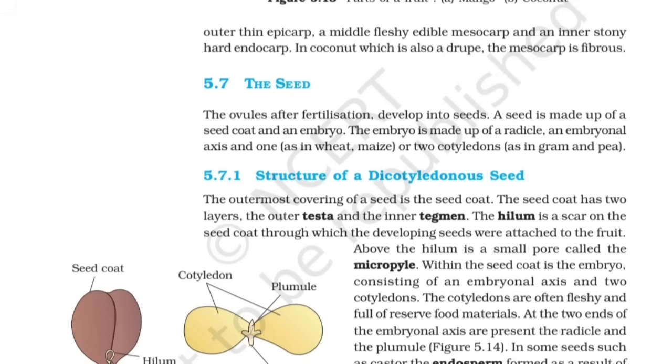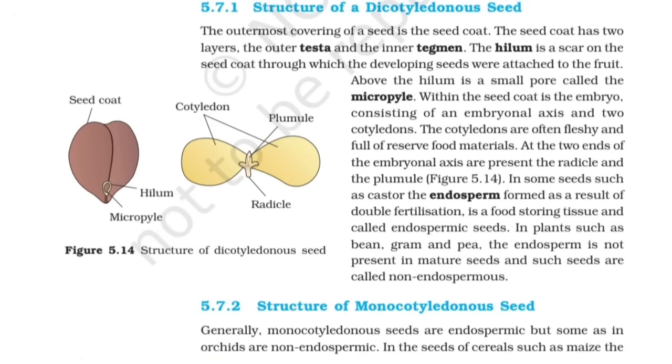Within the seed coat is the embryo, consisting of an embryonal axis and two cotyledons. The cotyledons are often fleshy and full of reserve food materials. At the two ends of the embryonal axis are present the radicle and the plumule. In some seeds, such as castor, the endosperm formed as a result of double fertilization is a food-storing tissue, and such seeds are called endospermic seeds. In plants such as bean, gram, and pea, the endosperm is not present in mature seeds, and such seeds are called non-endospermous.